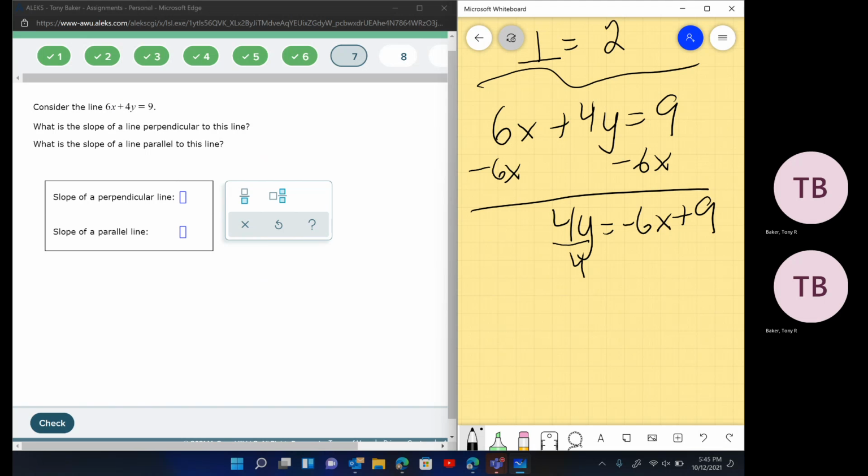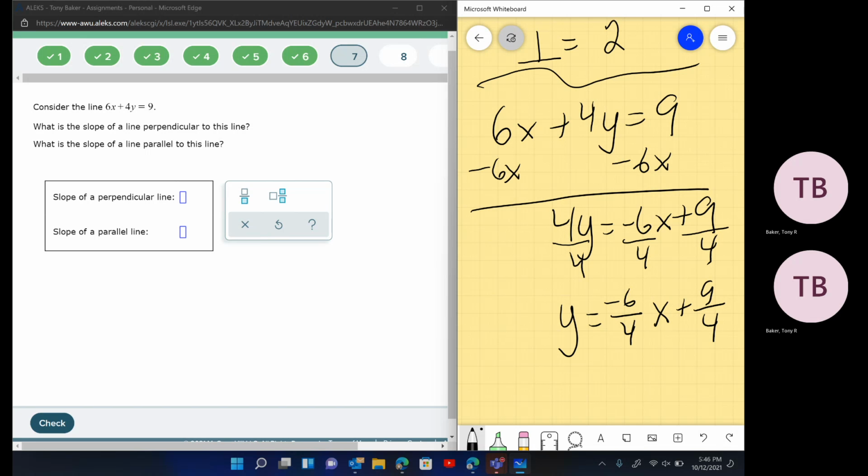And now I've got to divide everything by 4. So y equals negative 6 over 4 x plus 9 over 4. Notice I did not simplify my fractions because it doesn't matter. I know you all have calculators that can simplify fractions rather easily. Not testing that right now. Any questions on how I got that answer there? We're not done, but now I've got it in the format that I can come up with my answers.